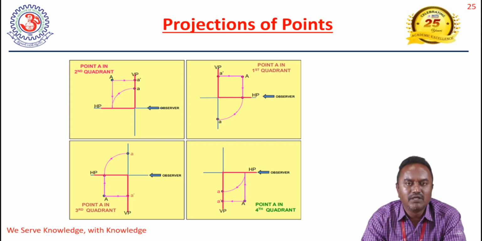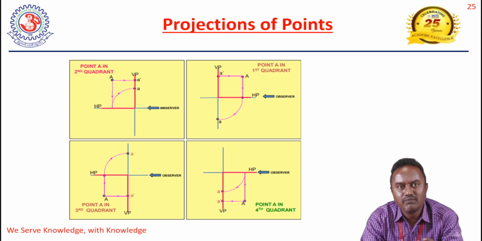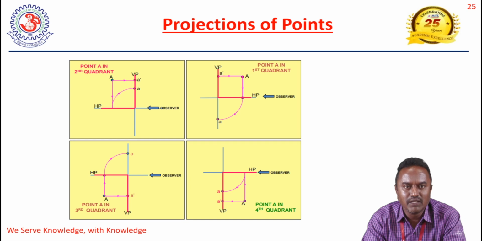After getting the front and top view, we are going to rotate the HP, the horizontal plane, by 90 degrees clockwise. When we rotate 90 degrees clockwise, automatically the top view comes below the XY line. The front view is above the XY line and the top view is below the XY line. This is called the first quadrant. What happens when the point is placed in the second quadrant? Say for example, the same point A is placed in the second quadrant, that is above HP and behind VP.